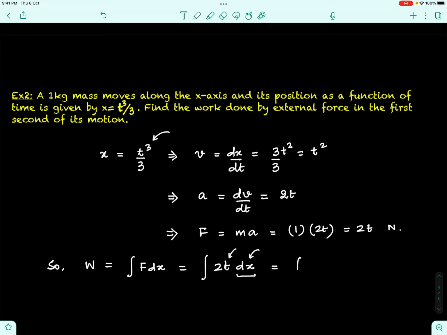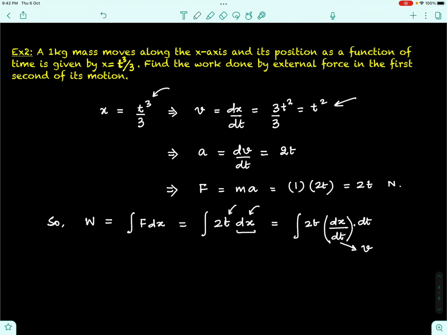What do we do? We divide dx with dt and we multiply also with dt, so that this dx by dt can now be written as v, the velocity. And we know velocity as a function of time already. So, we can substitute that here. So, see what we get here is integral of 2t into v, which is t squared, into, now we have the integrating factor as t itself, which we can easily integrate, knowing the limits from t is equal to 0 to 1. For the first 1 second we are supposed to calculate it, and now it is simple.